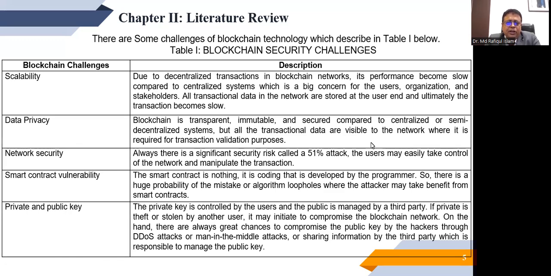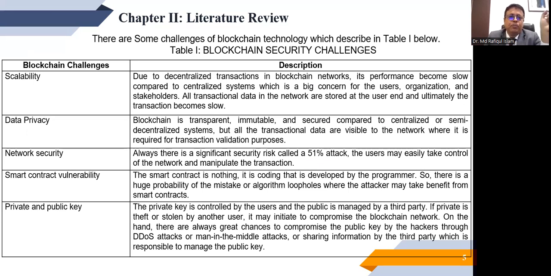Next is the literature review, chapter 2. From our intensive literature review, we found there are some challenges in this technology, described as blockchain security challenges. As I told you before, these are the 5 sectors we have considered: number 1 is scalability, number 2 data privacy, number 3 network security, number 4 smart contract vulnerability, and finally the private and public key analysis. These are the things for which we will consider the data.